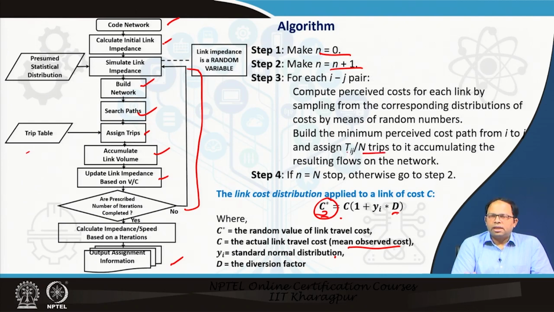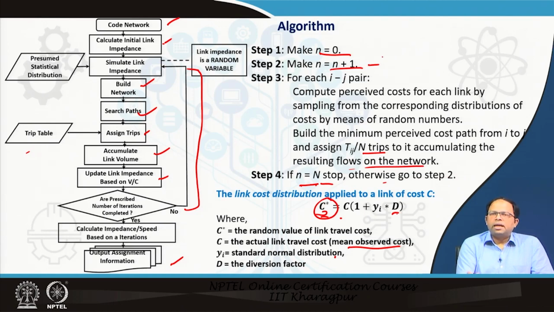So, n groups are there. That is why we are using so many iterations. Tij divided by n is the total trips divided into so many parts, and we put it in the network and accumulate the resulting flows onto the network. So, if n is equal to N, the number of iterations matches the total number of groups, then we stop, otherwise we go to step 2.